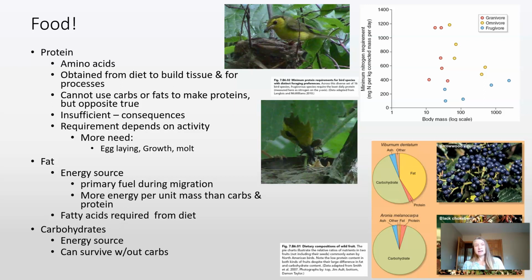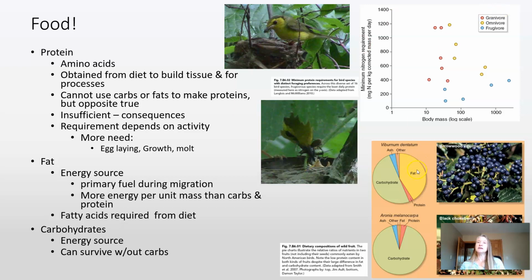Fat is an outstanding energy source. This is why we all crave fats, whether it's good for us or not. It's the primary fuel during migration because, for a similar amount of protein, fat weighs less. So it's much more efficient than protein or carbs: more energy per unit mass. And there are essential fatty acids that are required from the diet. Okay. Carbohydrates are a good energy source, but we can survive without carbs. I know, my bread, I love it. But anyways, you can survive without carbs, but you can't survive without your proteins and fats.